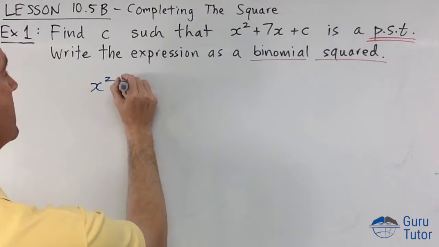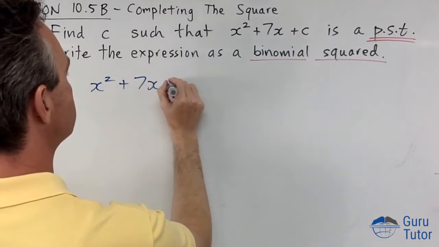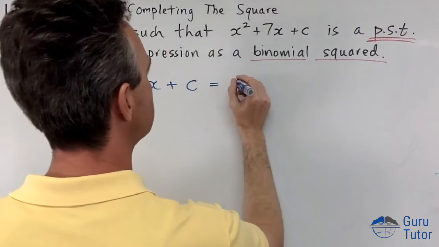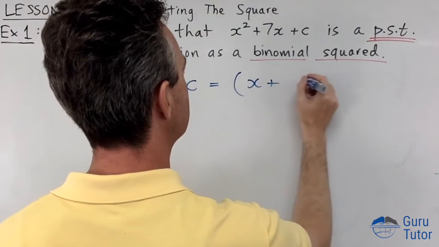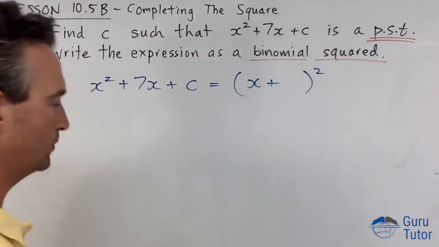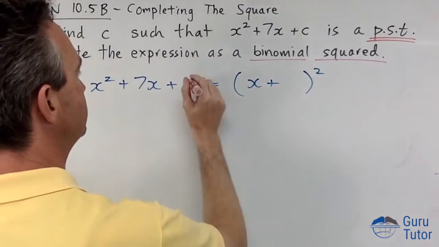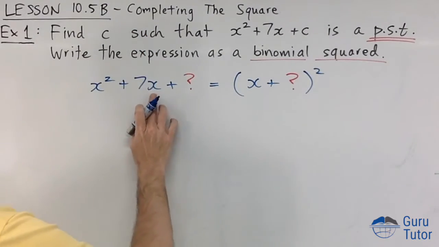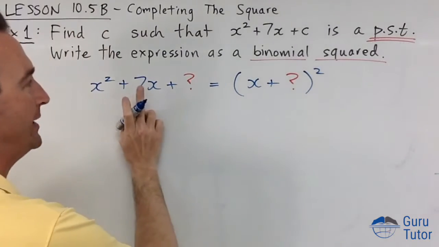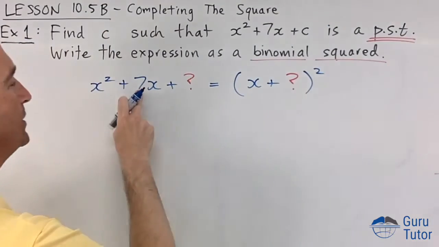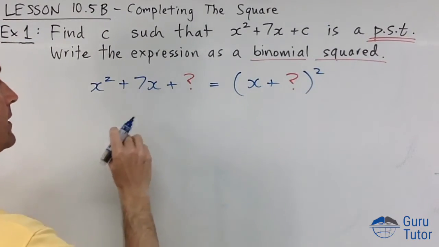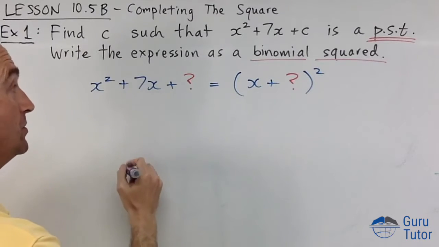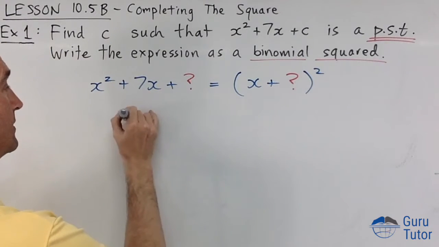x squared plus 7x plus c equals, in brackets, x plus something all squared. We want to know what's this missing number here and what's this missing number here. They're not the same, by the way. What's got to go here? Well, we halve this number. That's always 2b. We halve that, and that gives us 7 over 2. Then we square it.